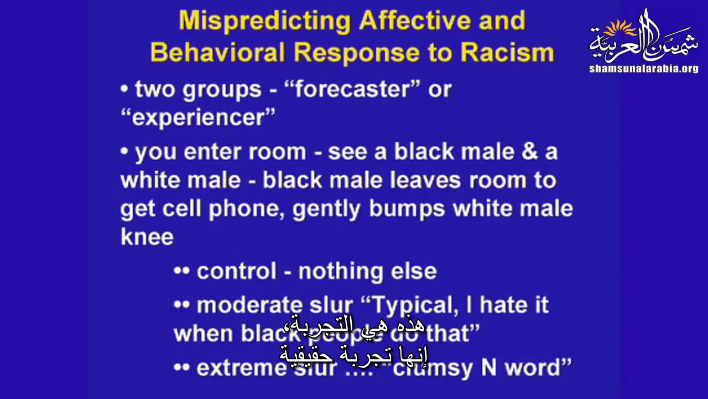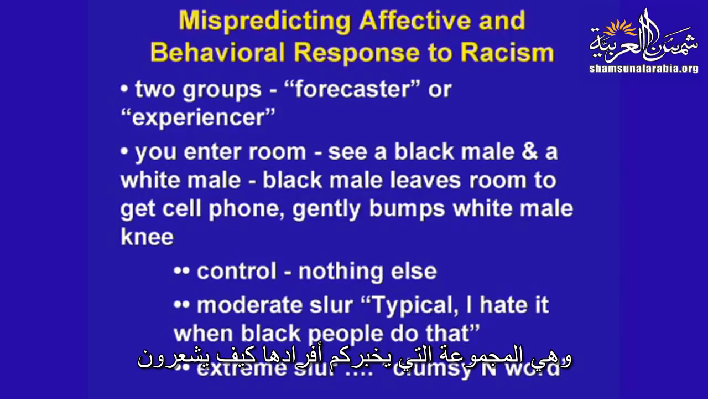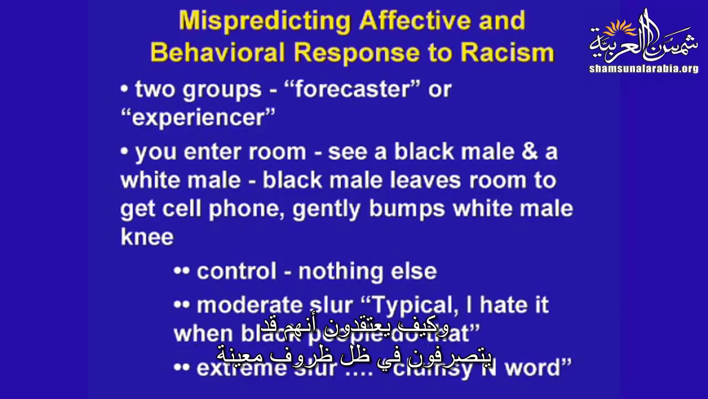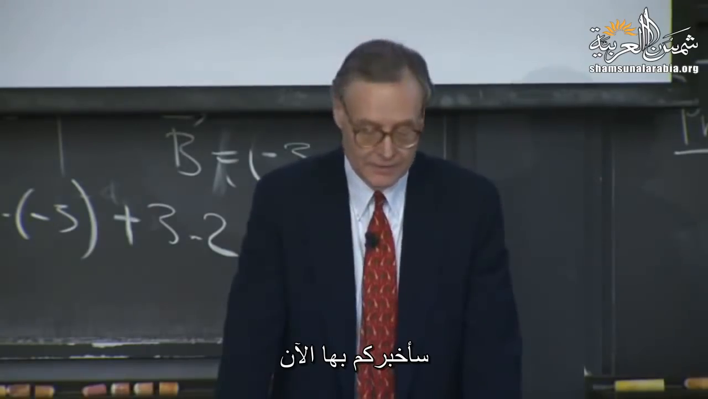It's an actual experiment. They took two groups of college undergraduates and randomly assigned one to be in the forecaster group. That's a group that tells you how they think they would feel and how they think they would act under a certain circumstance. And then an experiencer group. That's a group who actually undergoes an experience, and I'll tell you what that is now.